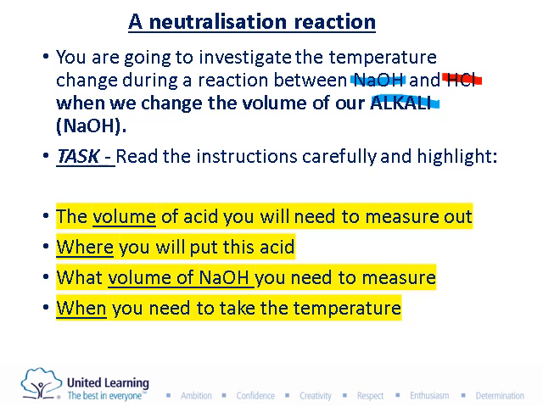So what I'd like you to do, you've got the instructions in your booklet. I'd like you to carefully read and to highlight the following from this method, okay? I'd like you to tell me the volume of acid you would need to measure out, where you would put the acid, what volume of sodium hydroxide you need to measure out, and also when you need to take the temperature change. So I want you to highlight those 4 things in your booklet to demonstrate that you fully understand the method. So pause the video for as long as you need to.